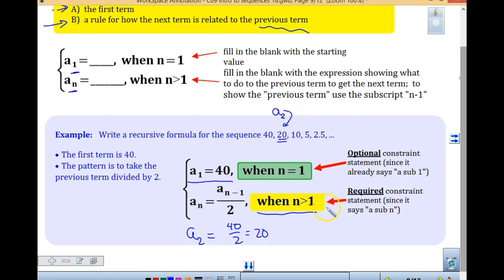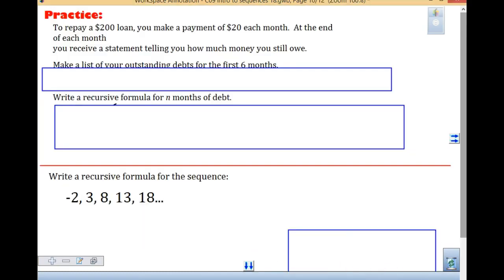How did I get the next term? A sub 3. To get a sub 3, I took the previous term. That's all this means. This simply a to the n minus 1 just means previous. So what was prior to the third term? It was 20. So I take the previous term, that's the second term, and I divide it by 2, and my third term would be 10. Okay? So it's just a different notation. This n minus 1 only means previous. That's all it means. Okay?